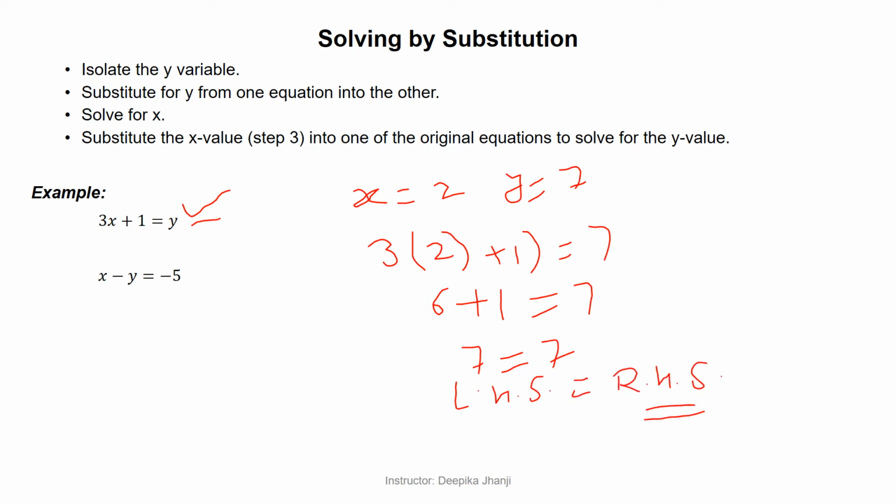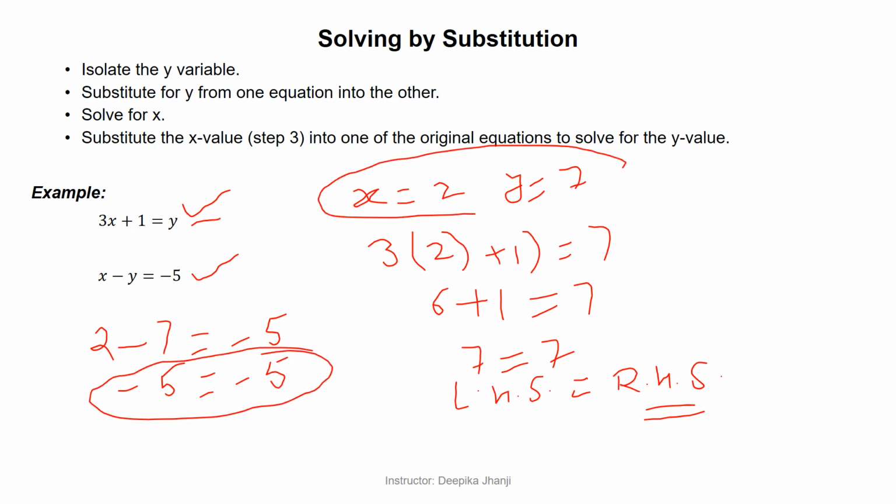You can verify with the second equation as well. Let's pick the second equation. So x minus y means x is 2 and y is 7. 2 minus 7 gives you negative 5. So again, left hand side is equal to right hand side. So that means our solution is correct.